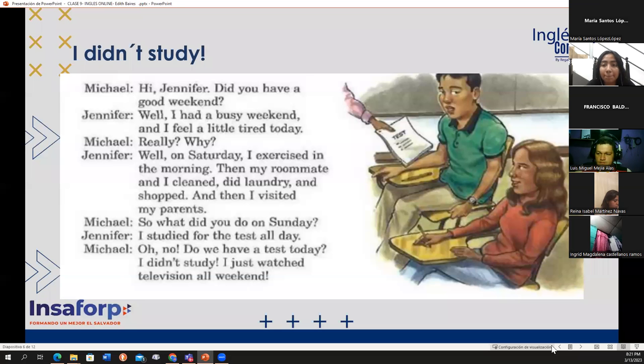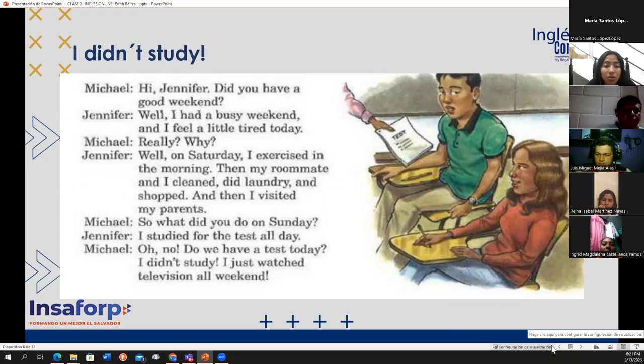There is a conversation, okay? Please read this conversation. The name of the conversation is called I Didn't Study. Okay, I will read it for you, then you're going to read it for me. Try to identify the past tense, okay? Identifiquen el tiempo pasado en las oraciones.